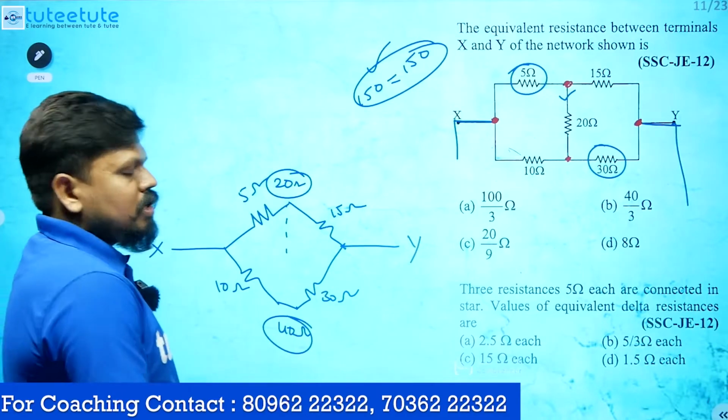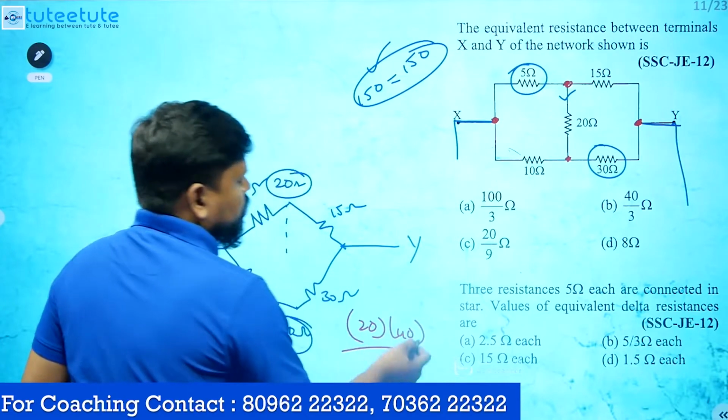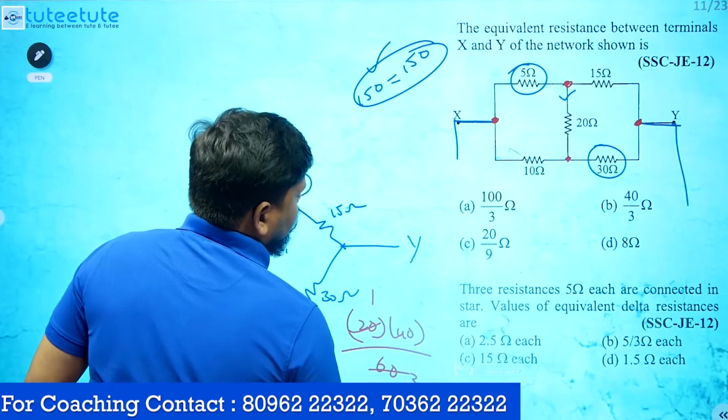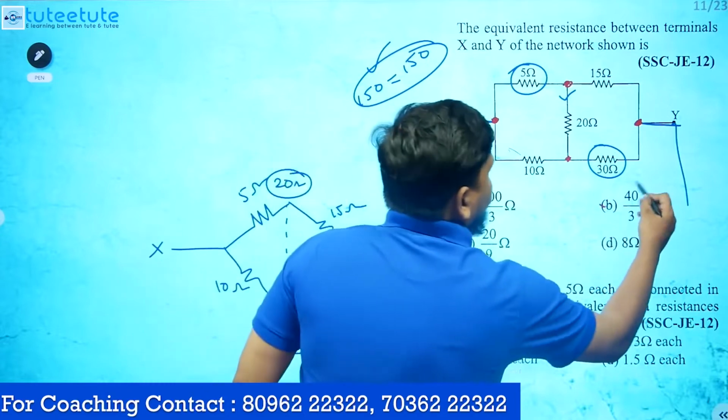So now 20 in parallel with 40, what will you get? 20 into 40 divided by 20 plus 40, which is 60. So 2/3 of 20 is 40 divided by 3. Directly, you will get 40 divided by 3. The answer is B for this one.